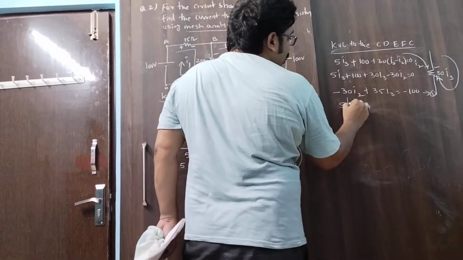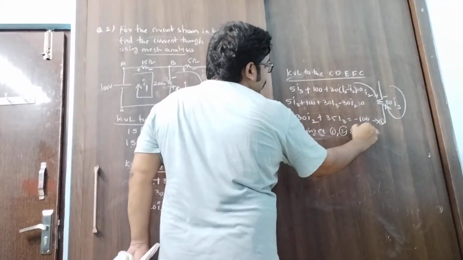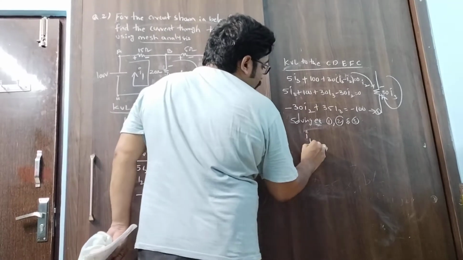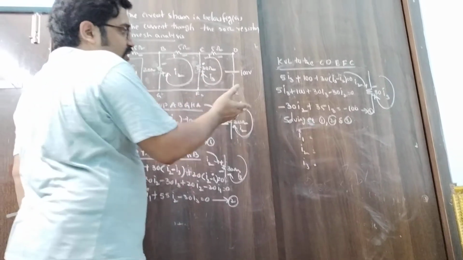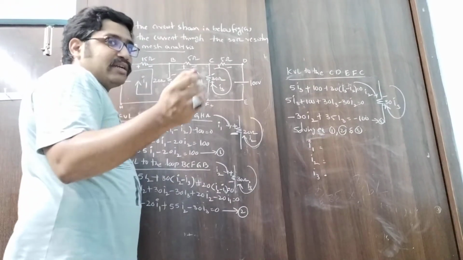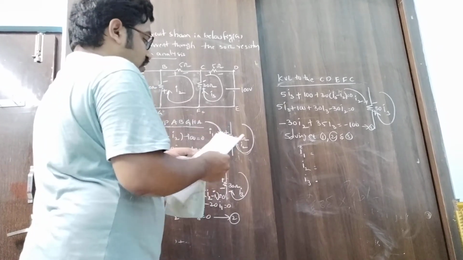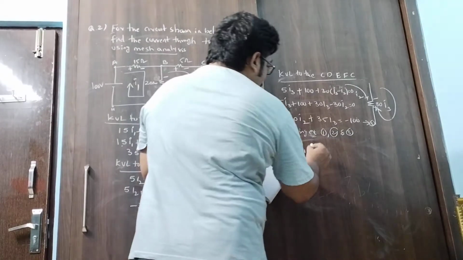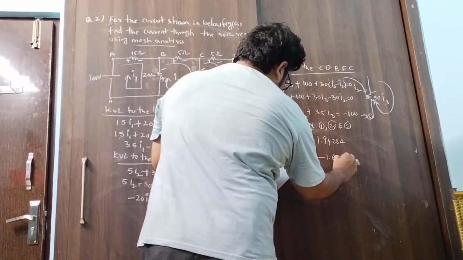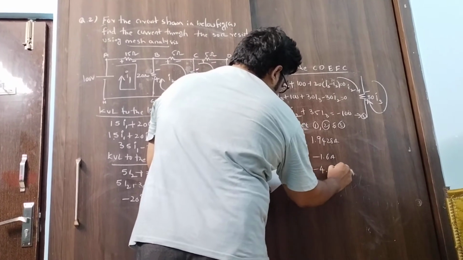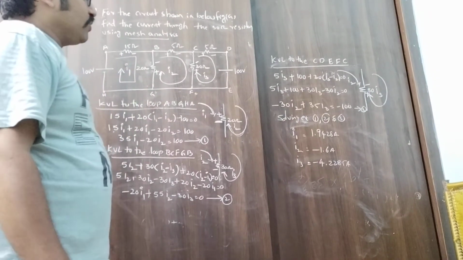Solving equations 1, 2 and 3, you are going to get the I1 value, I2 value, I3 value. You can solve these equations by using the calculator. It is very simple. So if you solve those equations, you are going to get 1.9428 amperes. Another one will be minus 1.6 amperes. Another one will be minus 4.2285 amperes. This is how you are going to get.